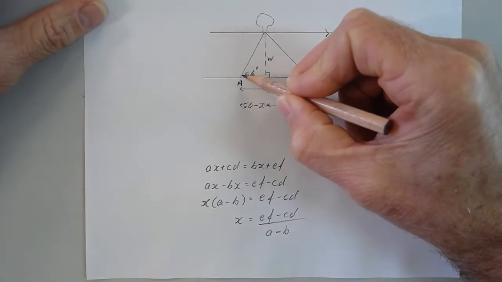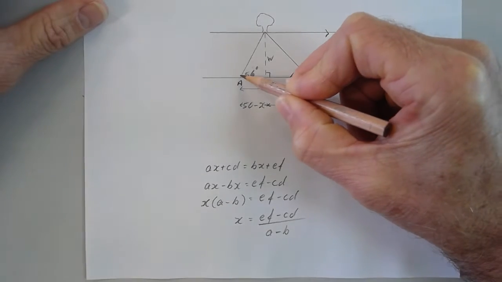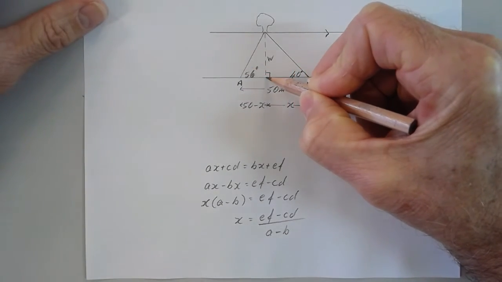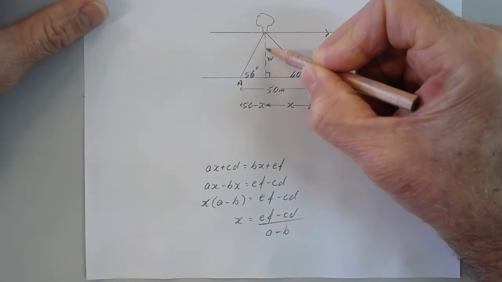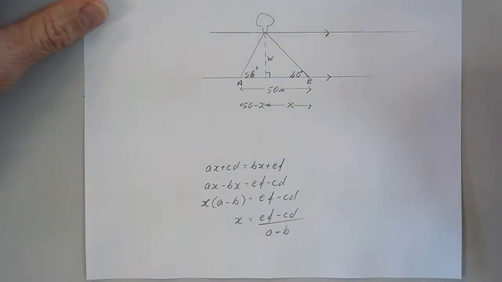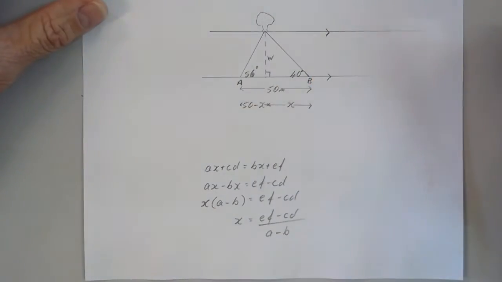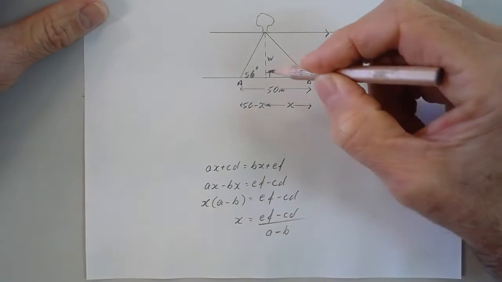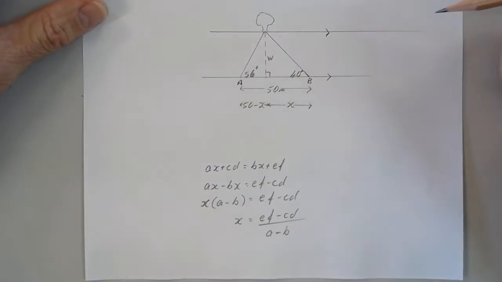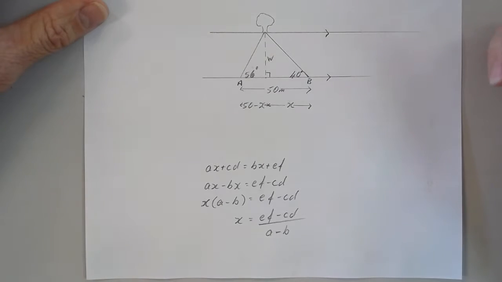So the distance in the left-hand right-angled triangle, from A to the point perpendicular to the tree, is 50 minus x metres. The distance from that point to B is x metres. Okay, so we now have our two right-angled triangles.